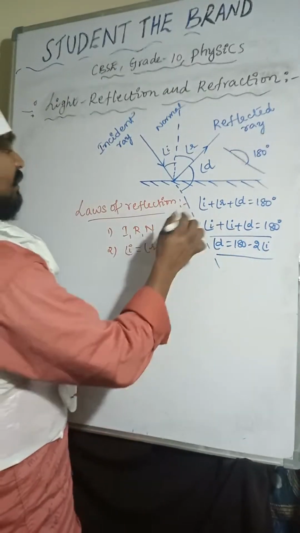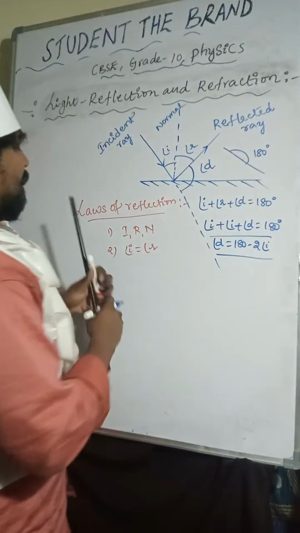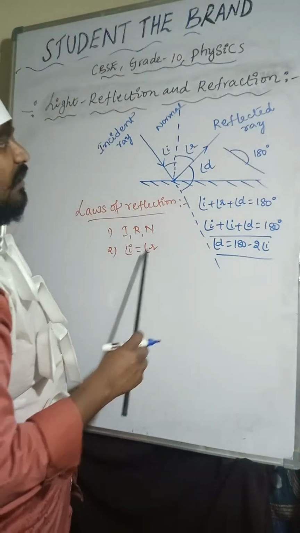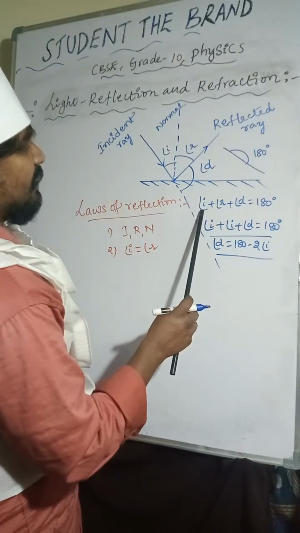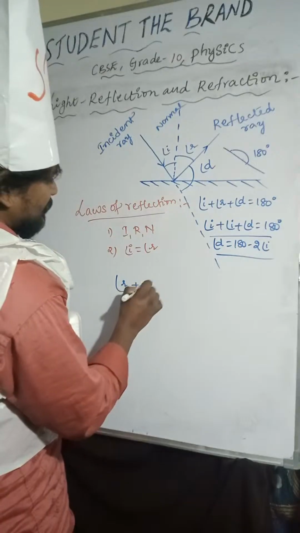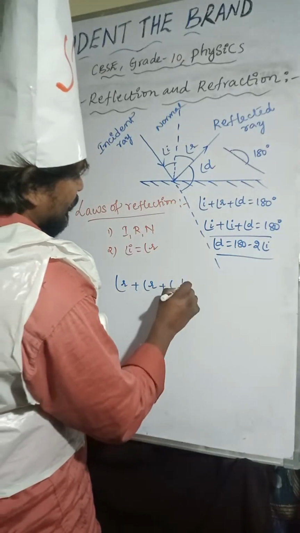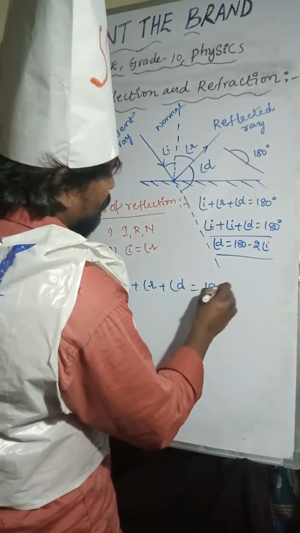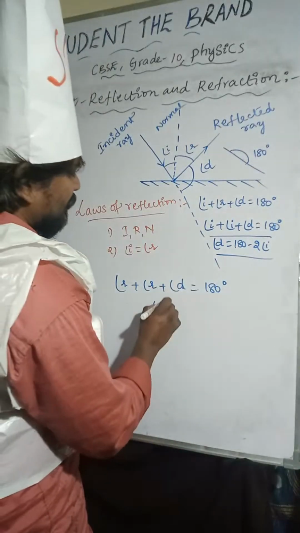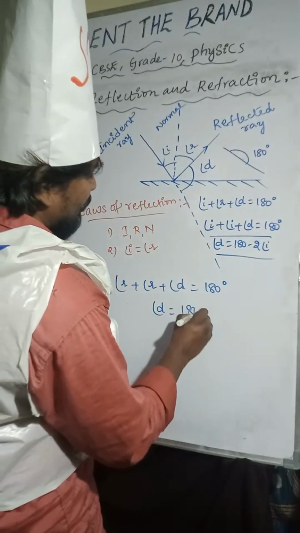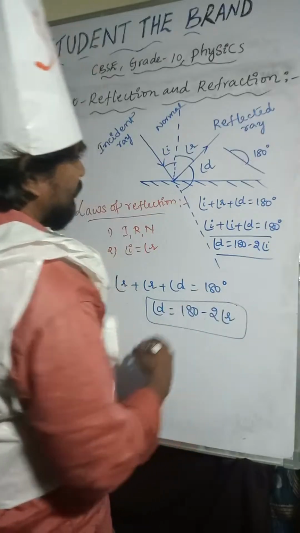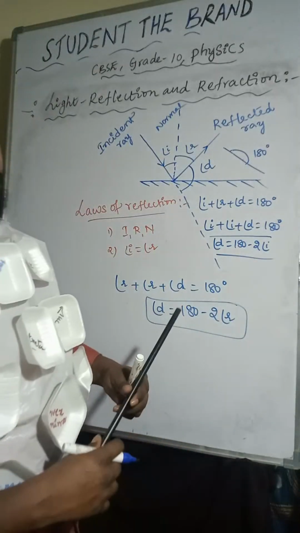Since the angle of incidence is equal to the angle of reflection, instead of the angle of incidence we can write the angle of reflection. Angle of reflection plus angle of reflection plus angle of deviation equals 180 degrees. So the angle of deviation equals 180 minus 2 times the angle of reflection. I hope it is very clear.